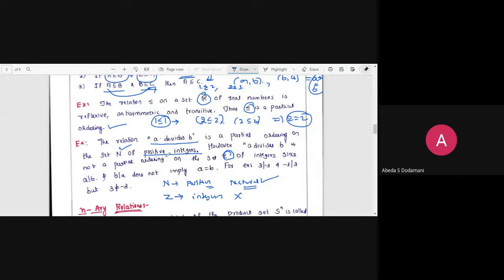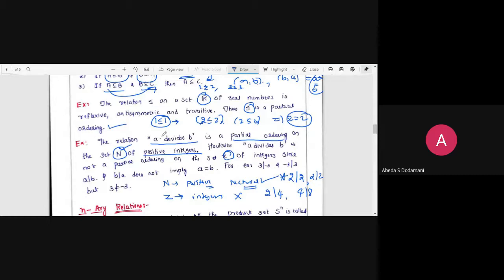Every element divides itself, so it is reflexive. Agree? A divides A, it is reflexive. Please don't sleep. Similarly, 2 divides 2 and another 2 divides 2, so that means 2 is equal to 2, and then it is anti-symmetric. So this is also possible. 2 divides 4 and 4 divides 8, then 2 also divides 8. It is transitive. Hence on the set of natural numbers or positive integers, it is a partial ordering.